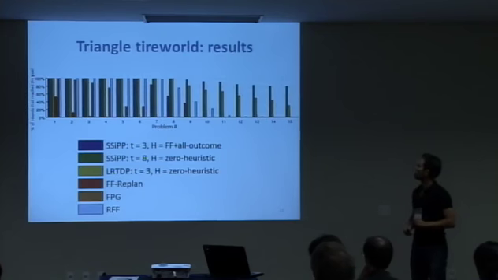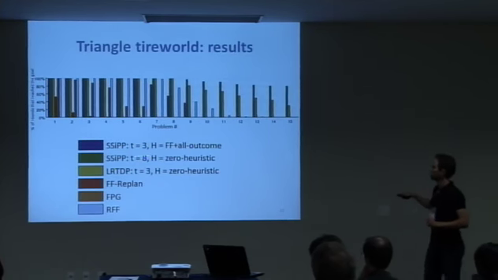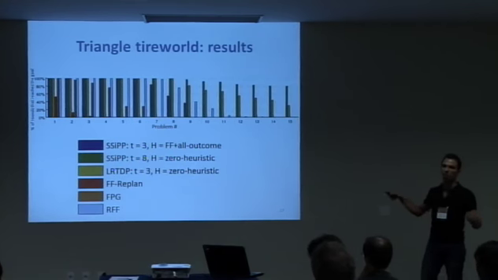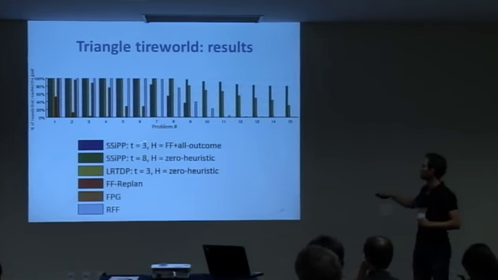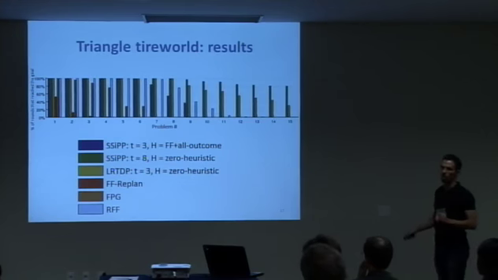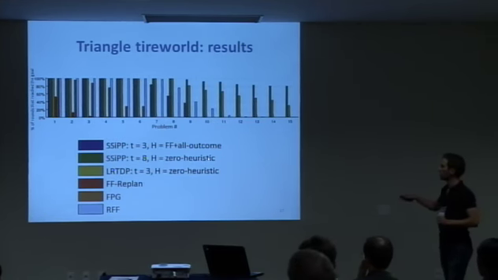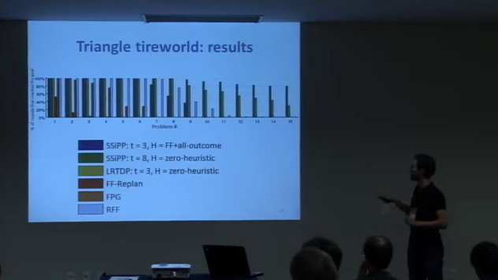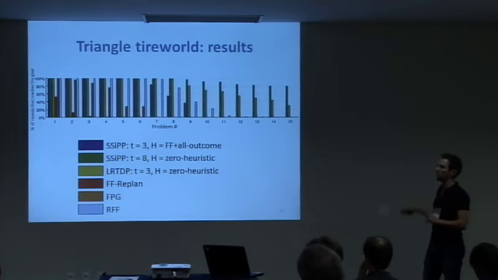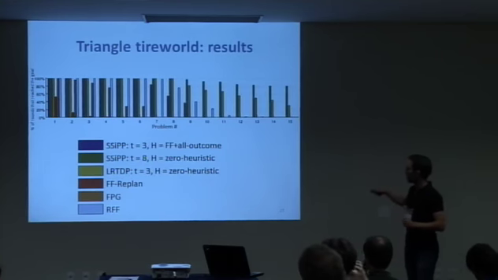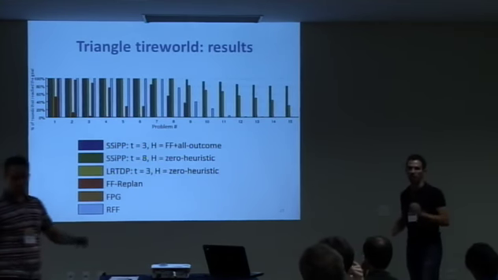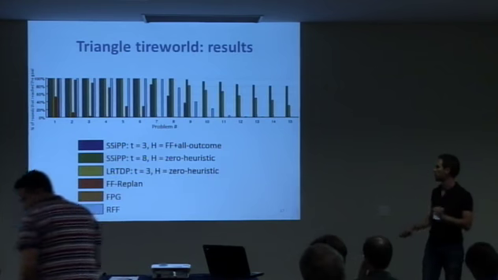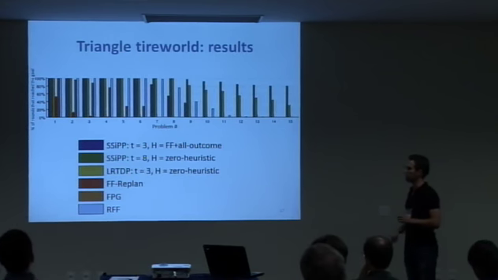So here's the result for the triangle tireworld. I'm giving you two flavors of SSIPP. The blue flavor here is going to be the same throughout the plots. It will be T equals 3 with the FF plus all-outcome heuristic. The green bars are going to be different for each one of the domains because we are picking the best parameter for that specific domain. For LRTDP, the yellow bar is exactly the same. You're giving the best parameterization for LRTDP in that problem.